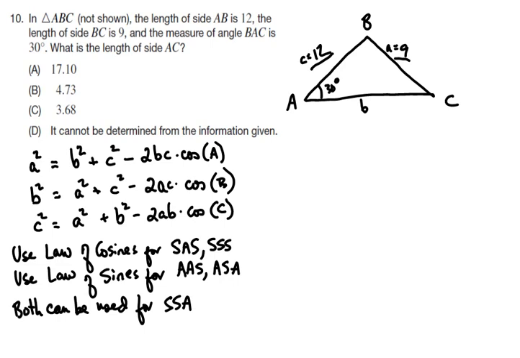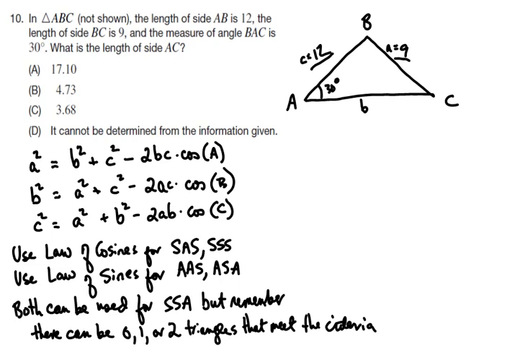But you have to remember that there can be 0, 1, or 2 triangles that meet the criteria, and we've seen this in the previous cases, where there would be one triangle under certain situations, two triangles under other situations, and there might be 0 in some cases. So this is the important thing here. We're not working with a form that is conducive to the law of cosines directly, because we don't have two sides and their included angle, and we're trying to find the opposite side of the included angle.